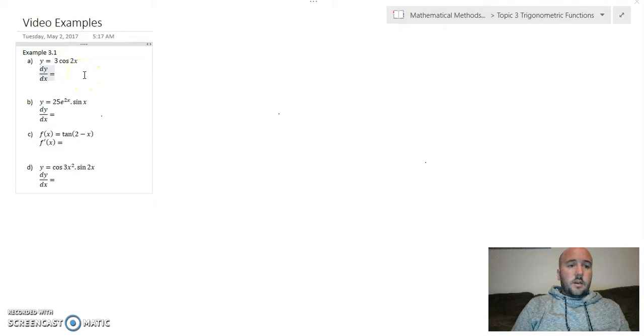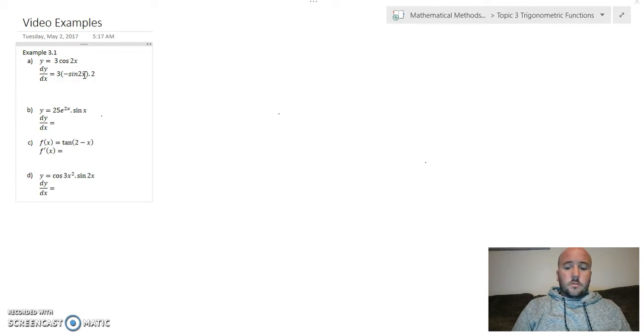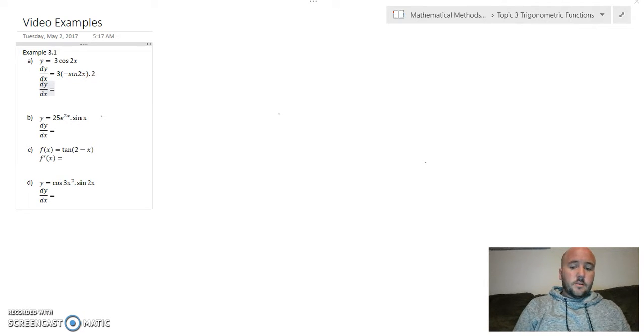So our result of 3, derivative of cosine is minus sine. The 2x function remains, and we multiply that by the derivative of 2x, which is 2. If we were to simplify that, dy/dx, we get negative 6 lots of sine 2x. So in its simplest form, the 3 and the negative 2 have multiplied, sine 2x remains.